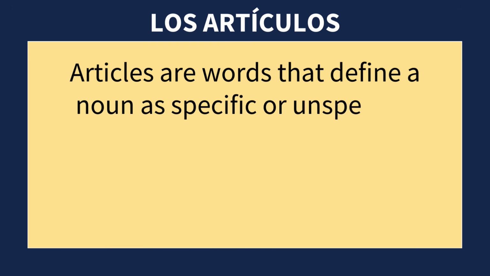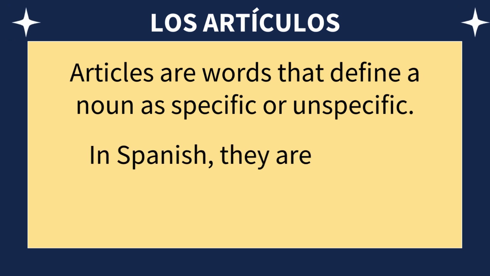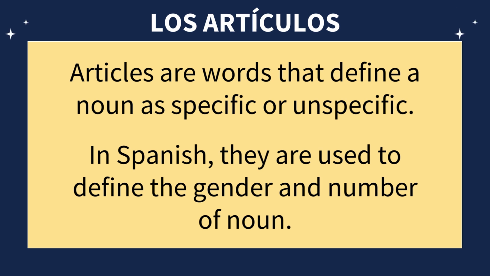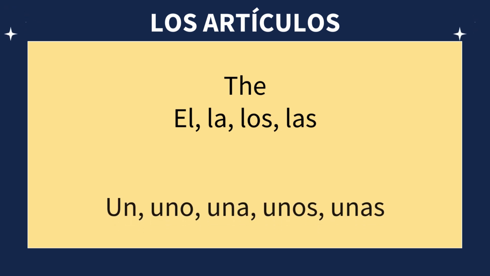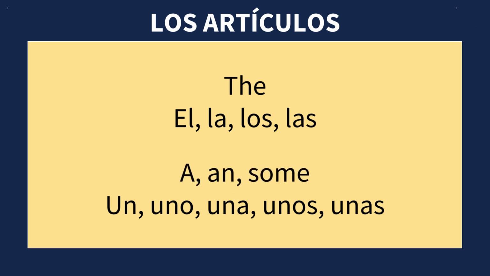Los artículos. These are words that define a noun as specific or unspecific. In English, we have the or a, an. One of the differences between Spanish and English is that everything has a gender. So the articles have to match the gender as well as the plurality of the noun. The can mean el, la, los, or las, depending on the noun. And then we have un, uno, una, unos, unas for a, an, or some.